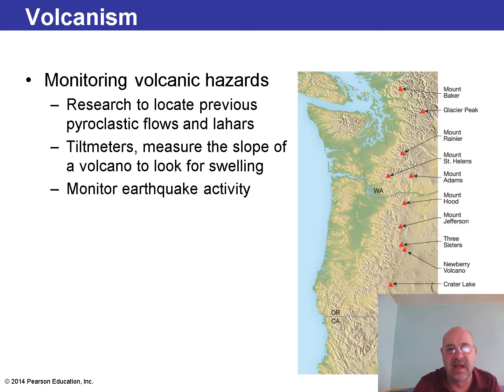So monitoring volcanic hazards, research to locate previous pyroclastic flows and lahars. We've done a lot. Believe it or not, they have tested here, and the Cimarron River has materials left over from the last time Yellowstone erupted. Yeah, they found ash in Oklahoma rivers. So it goes to show you that ash made it this far. So again, wiping out croplands, wiping out pasture lands in its way here.